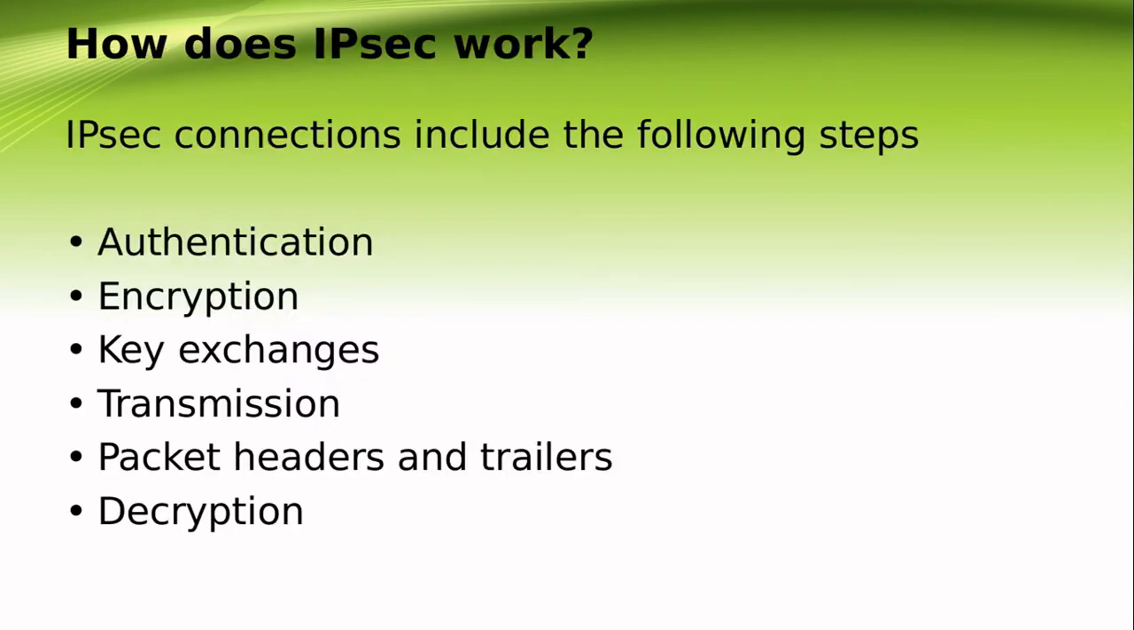You can see how IPsec works. The IPsec connection includes the following steps: authentication, encryption, key exchange, transmission, packet headers and trailers, and decryption. First, authentication. IPsec provides authentication for each packet, like a stamp of authenticity on your collectible items. These ensure the packets are from a trusted source and not an attacker. Encryption: IPsec encrypts the payloads within each packet and each packet's IP header. This keeps data sent over IPsec secure and private.